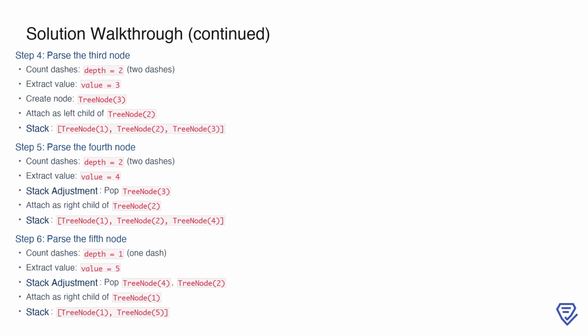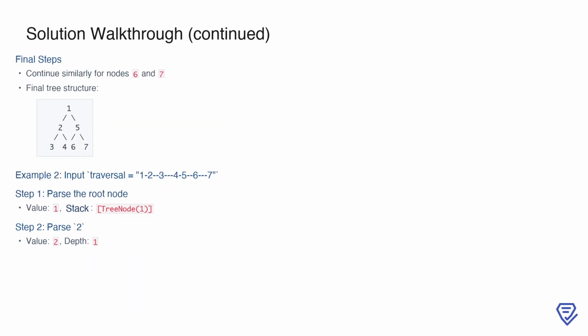Finally, for the fifth node, we see 1 dash, giving a depth of 1. The value extracted is 5, and we adjust the stack by popping both tree node 4 and tree node 2 to find its parent, tree node 1. Tree node 5 is then attached as the right child of tree node 1 and pushed onto the stack.